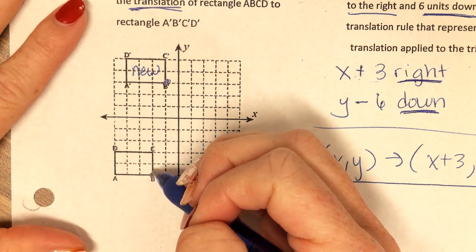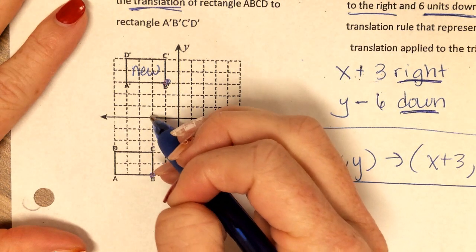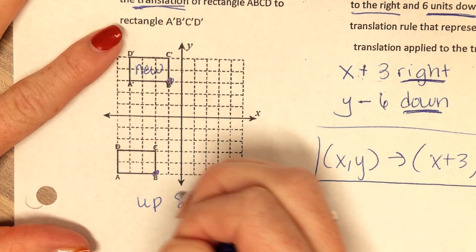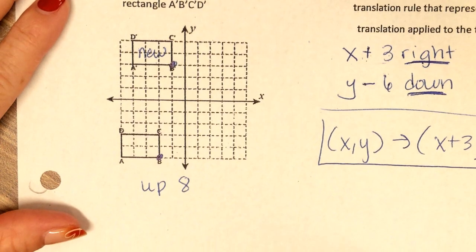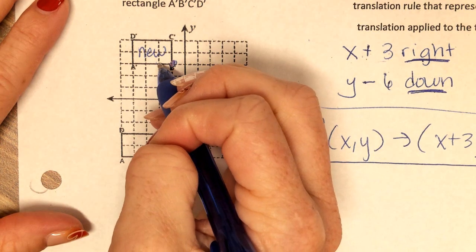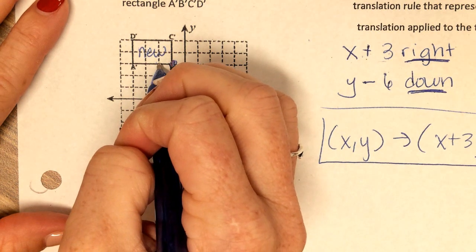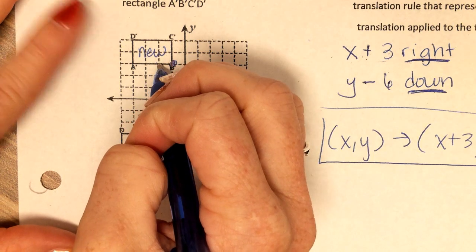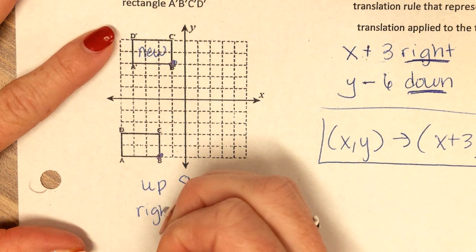How far did I go up? 1, 2, 3, 4, 5, 6, 7, 8. I'm going to write that down. I went up 8. Now, am I there yet? No. Now where do I go? Which direction? Right. How many? 1. So right 1.